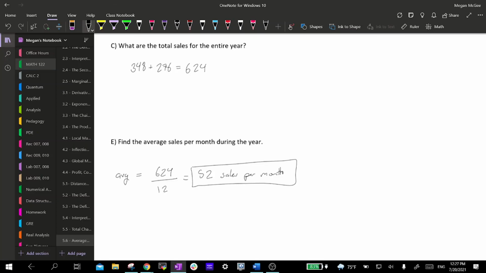All right. So that is the end of section 5.6 and the end of chapter 5. So do remember that you have your third exam this coming Thursday. So please be studying for that. This is the last section that will be on that exam. Also, don't forget to take your comprehension quiz, and if you have any questions, please send me an email. I'll see you in the start of chapter 6.